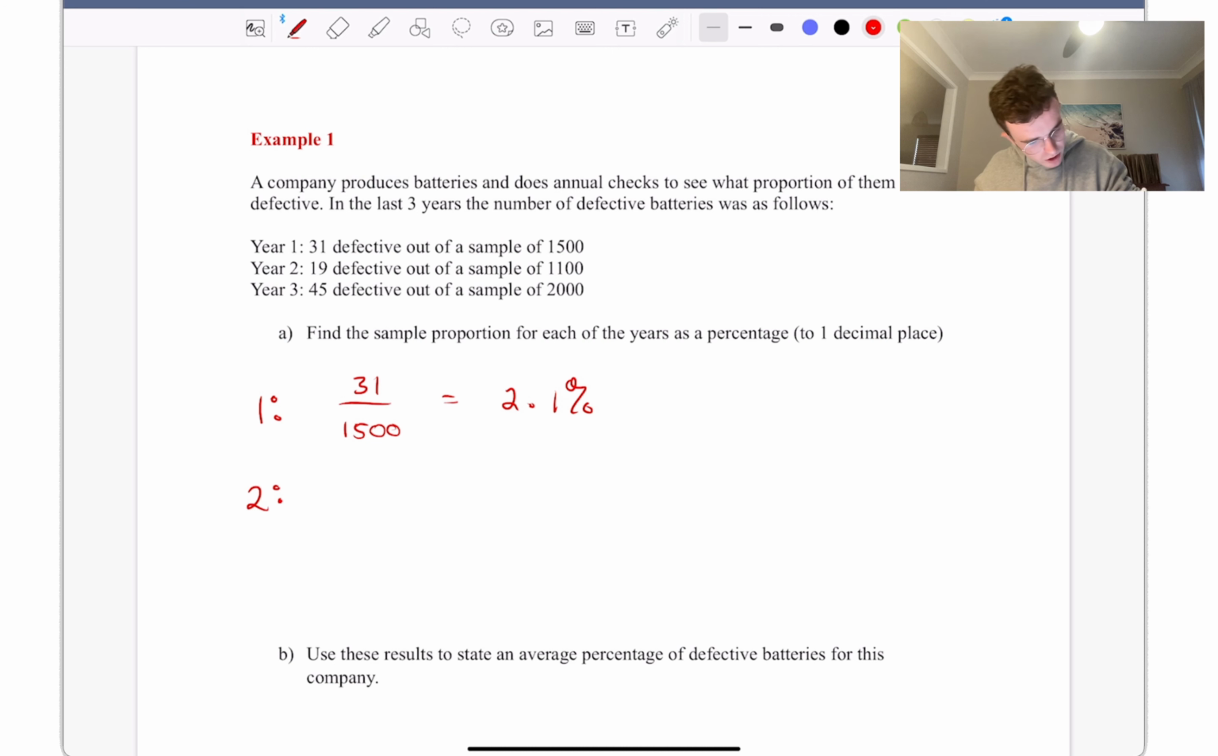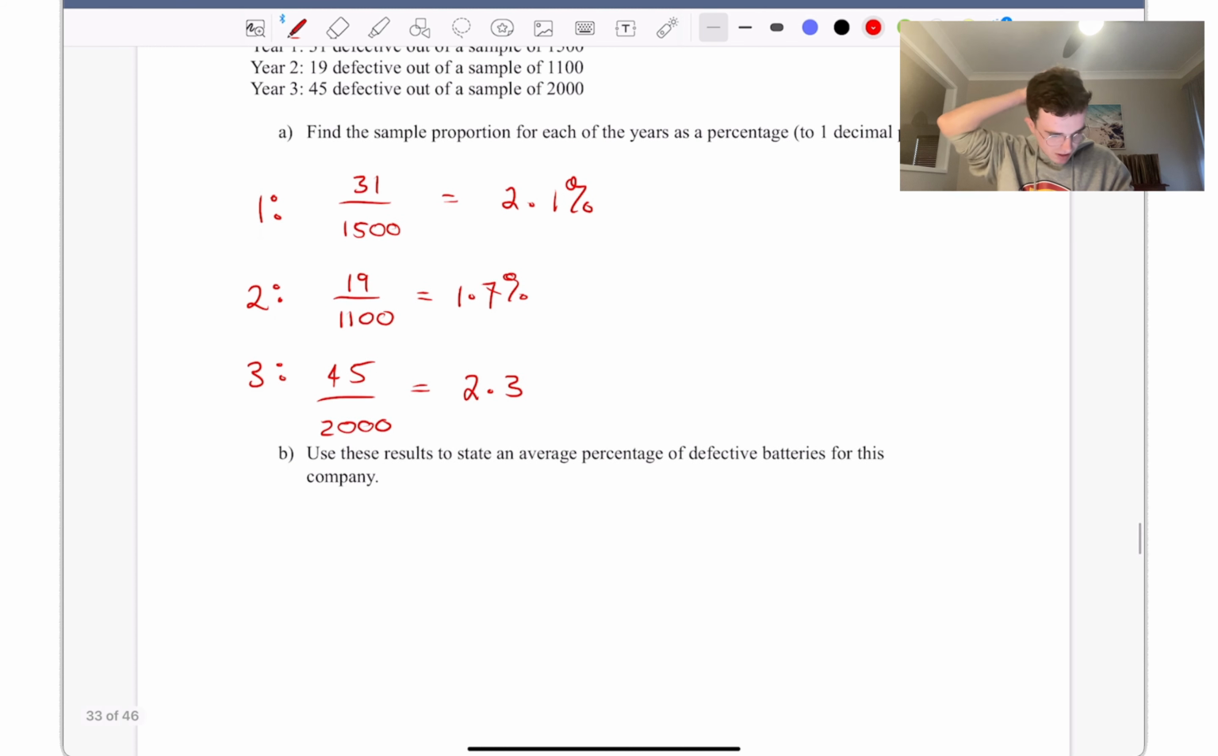Year 2, we've got 19 on 1,100, which, times by 100, is 1.7%. And in year 3, it's 45 on 2,000, which is 2.3%. Now we're going to use these results to find the average percentage of defective batteries.